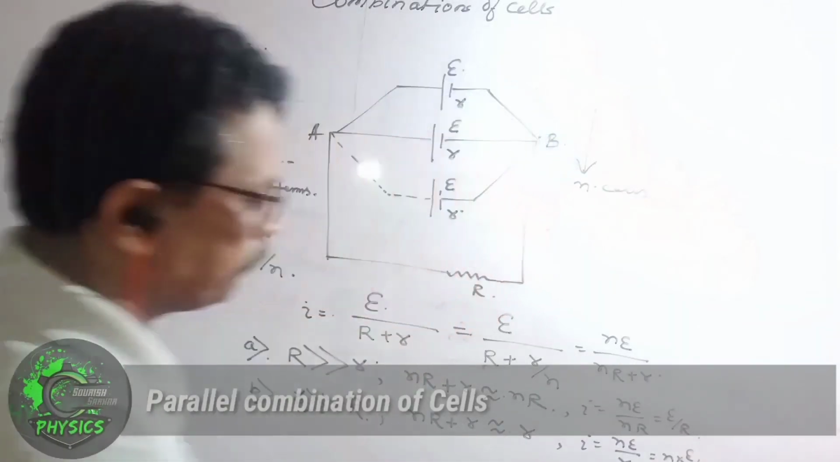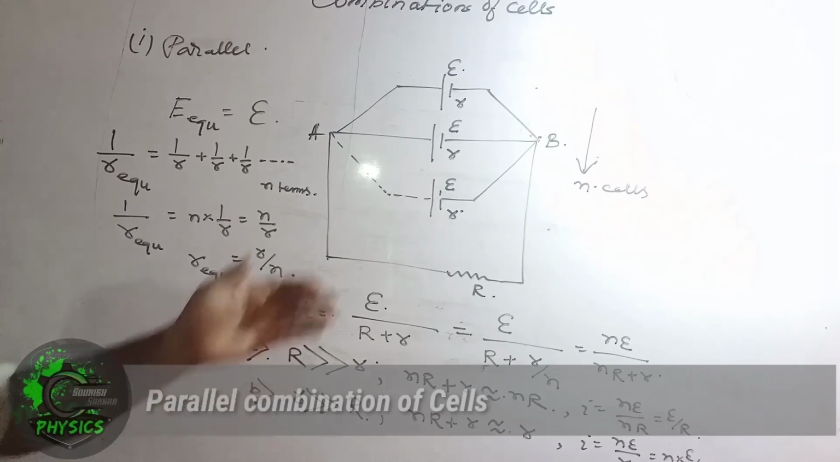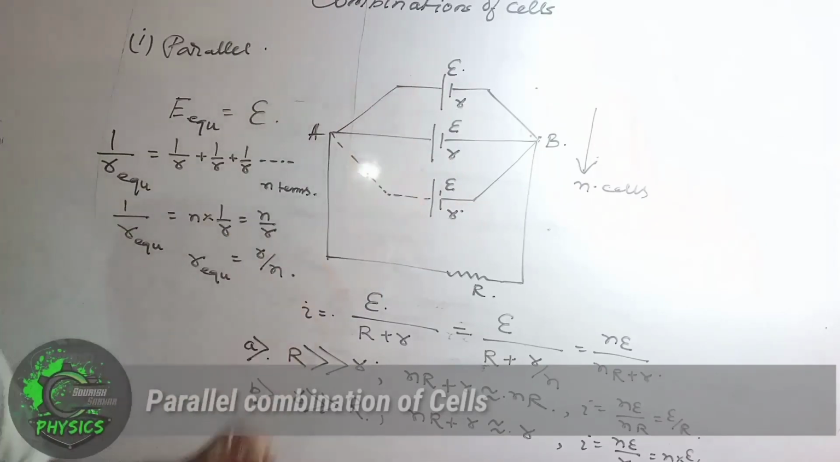So in this case, we can say that if the external resistance connected in the circuit is very much larger than internal resistance, then it is disadvantageous to connect the cells in parallel. If the internal resistance of the cell is very much larger than external resistance, then we prefer to connect the cells in parallel.